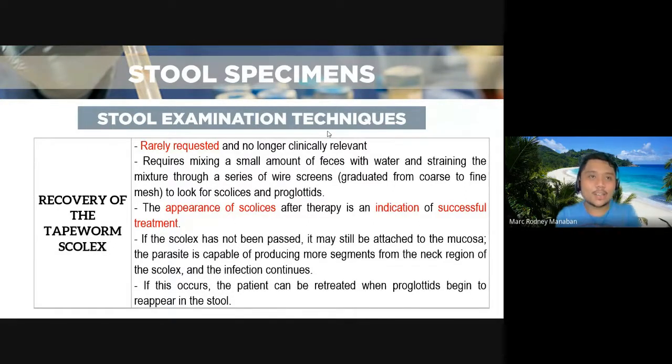So gibaliktad ra, no? In Bisaya, ang first question kay, if makita siya sa sample, it means successful ang treatment, scolex. If dili makitaan sa sample, meaning dili successful ang treatment, your answer is still scolex. Okay? All right. Ayan. So ganun. Okay. All right. So that's for the last procedure, the recovery of the tapeworm scolex.